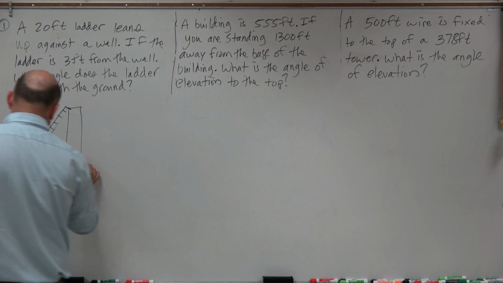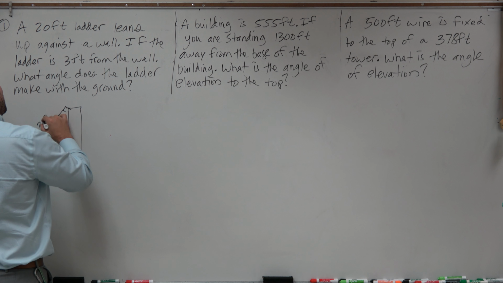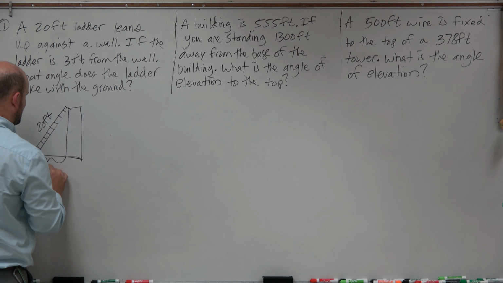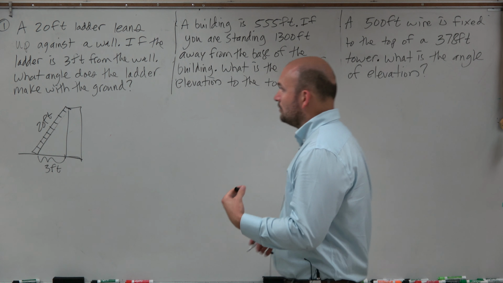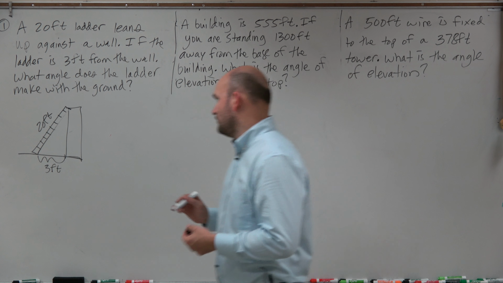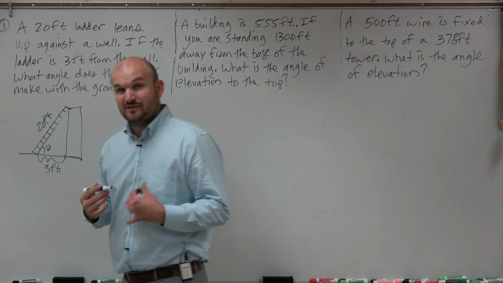We know we have the ground, right? So it says this ladder is 20 feet. And the distance away is going to be 3 feet. And then what they're asking is, what is the angle? What angle does the ladder make with the ground? So here's your ladder. Here's your ground. So you can say, we're basically looking for that angle theta.